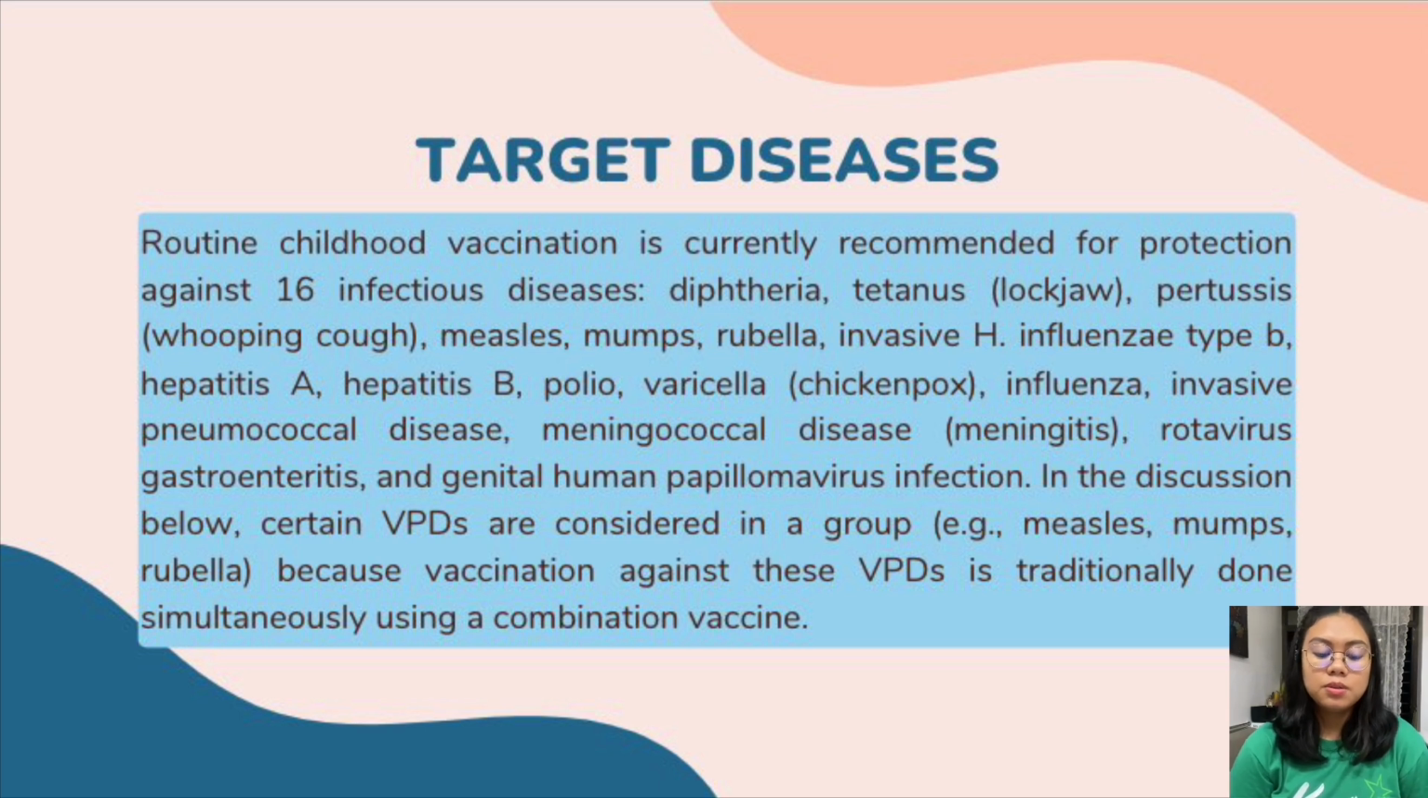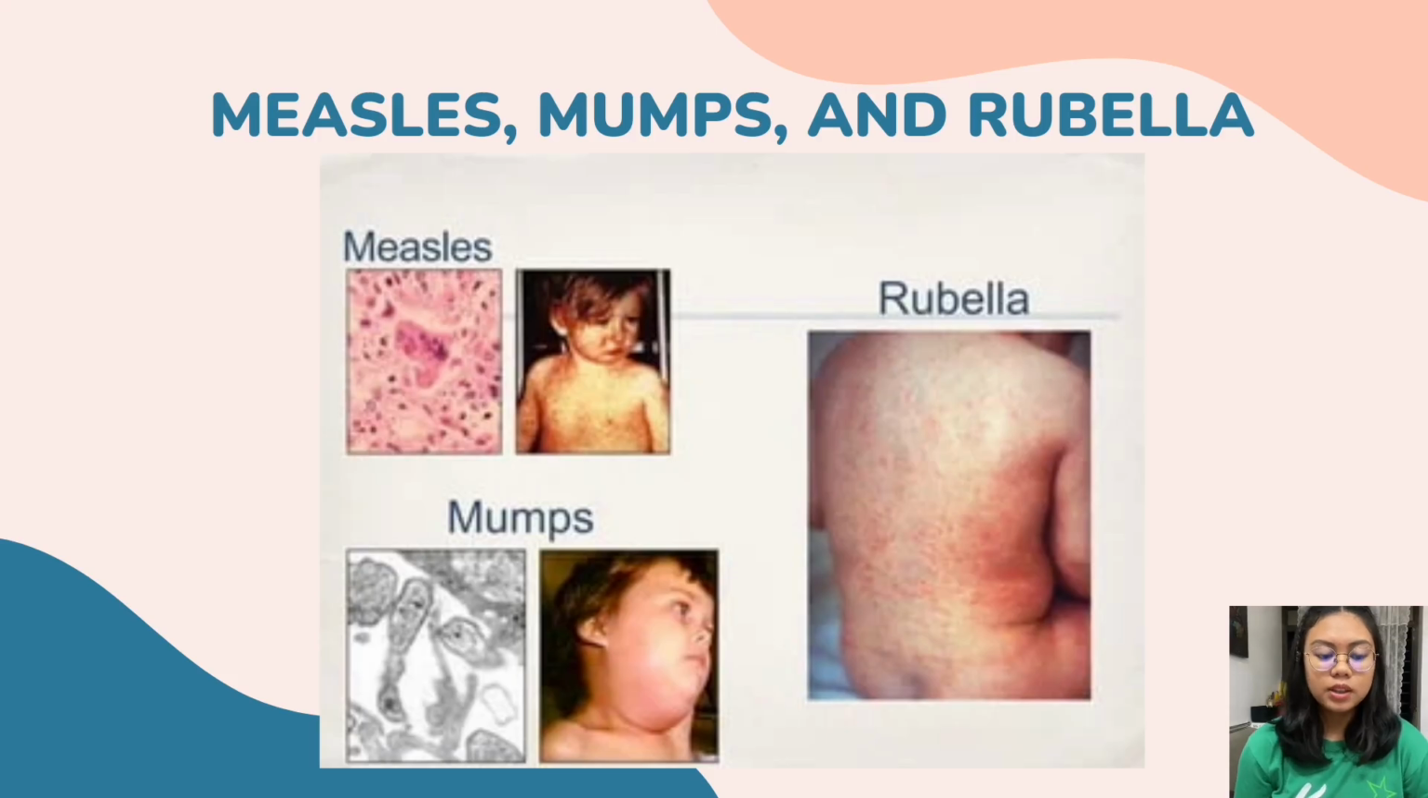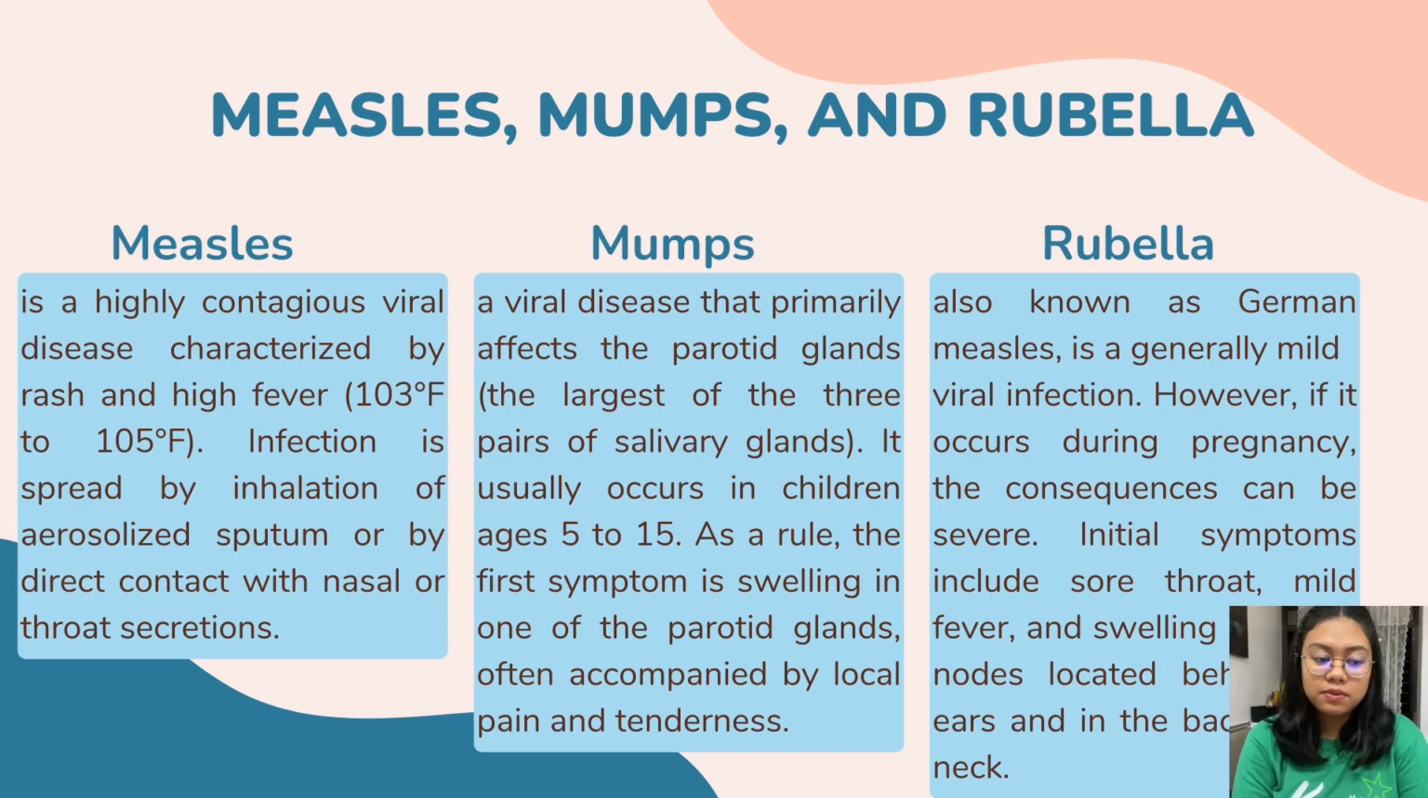In the discussion below, certain VPDs are considered in a group, such as measles, mumps, and rubella, because vaccination against these VPDs is traditionally done simultaneously using a combination vaccine. First, we have the measles, mumps, and rubella as seen in the PowerPoint presentation. Measles is a highly contagious viral disease characterized by rash and high fever. Infection is spread by inhalation of aerosolized sputum or by direct contact with nasal or throat secretions.